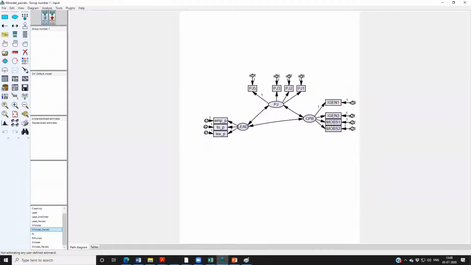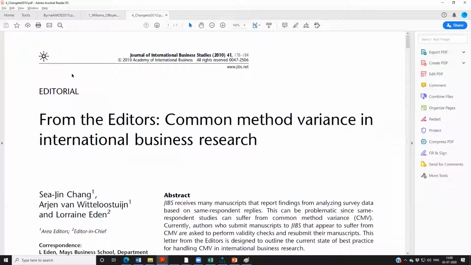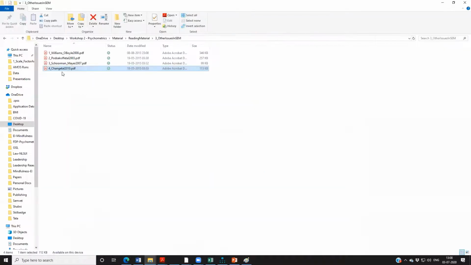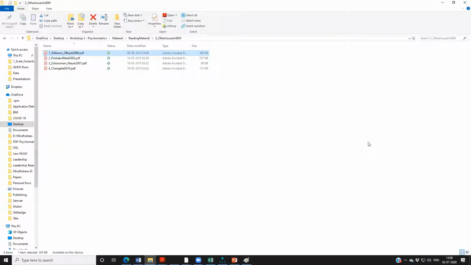And if you want to cite, you can cite these papers. There is also this paper, this is about quality. So this paper is what you can cite.